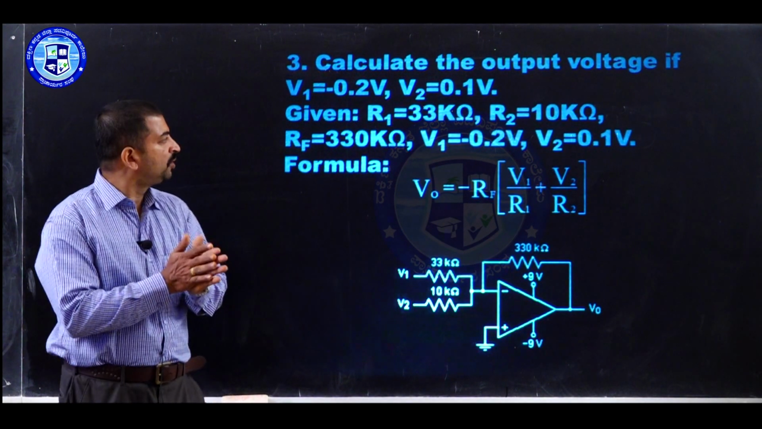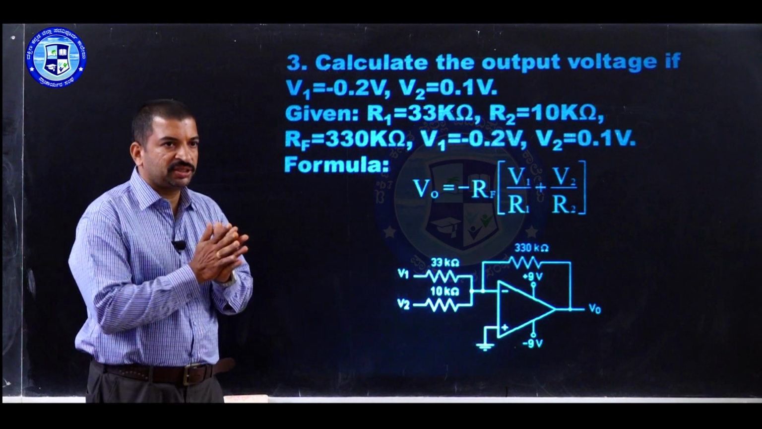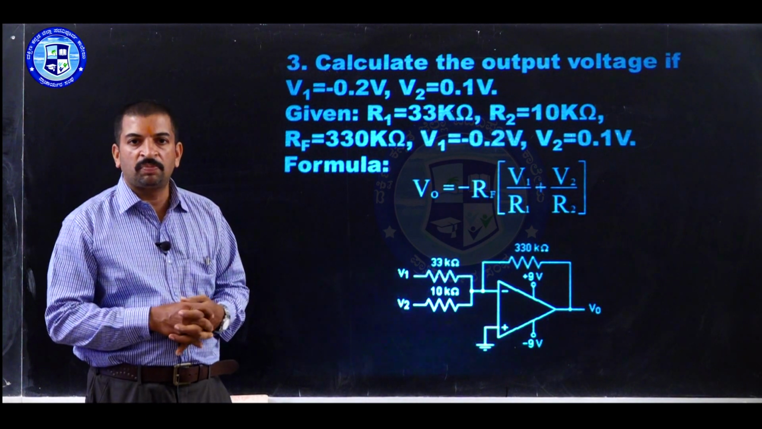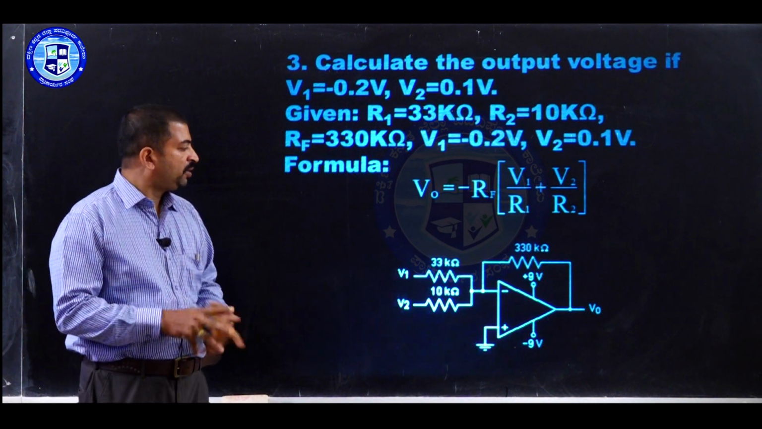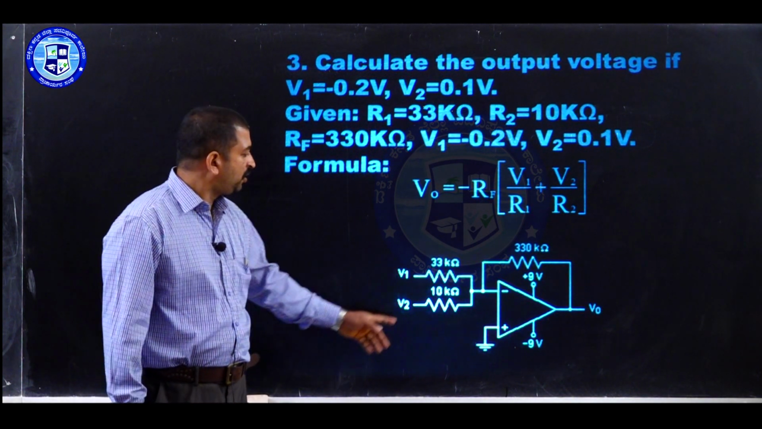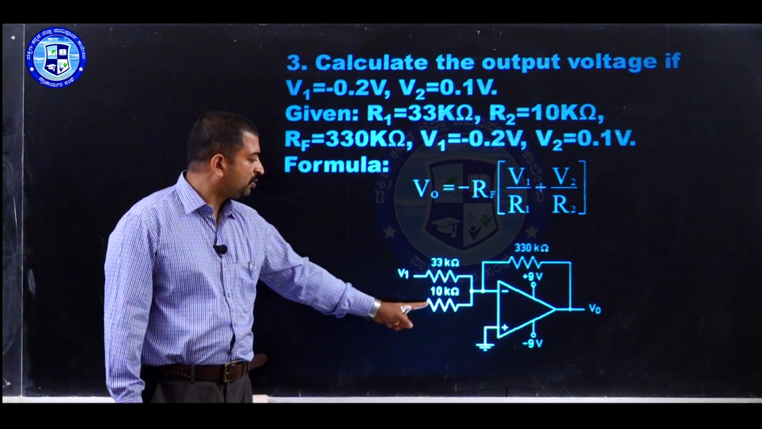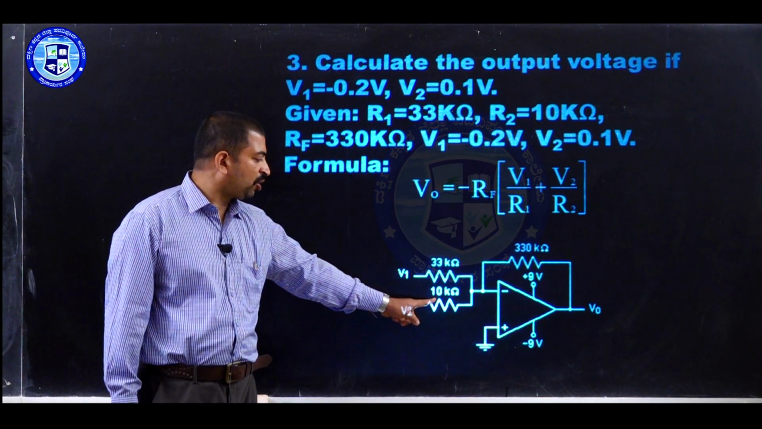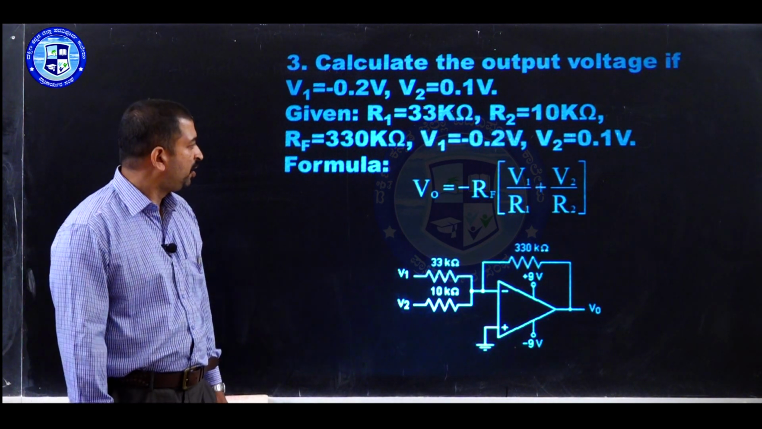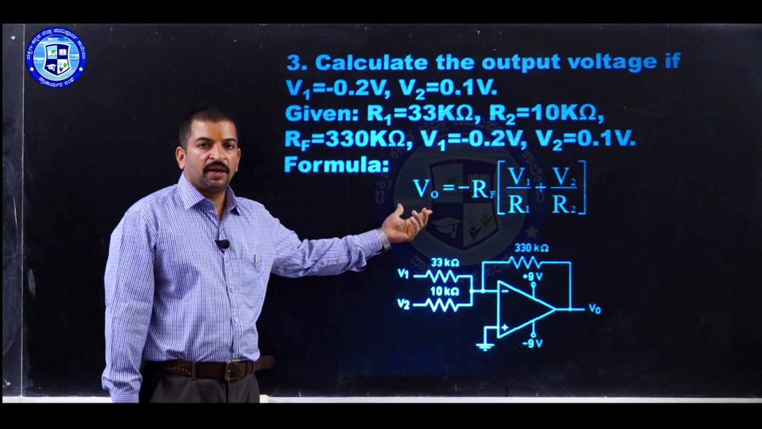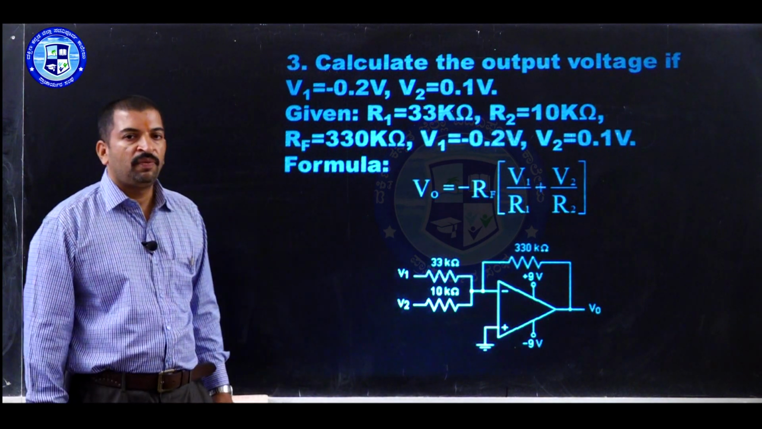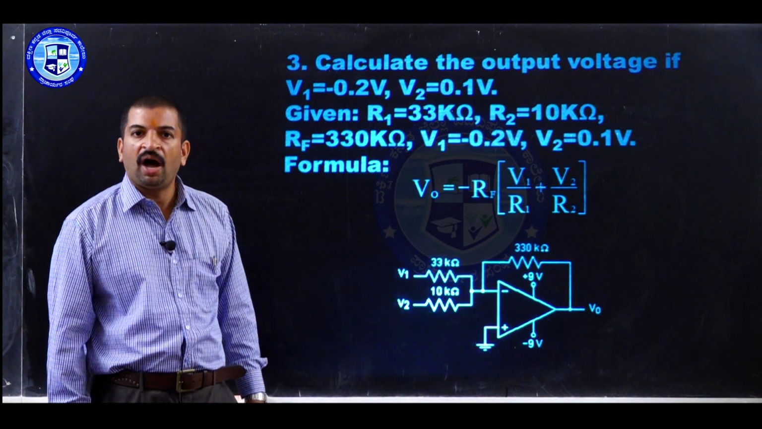The next one, calculate the output voltage if V1 equal to minus 0.2 volts, V2 equal to 0.1 volts. Again, it's also an op-amp summing amplifier. R1 is 33 kilo ohm, R2 is 10 kilo ohm, RF is 330 kilo ohm. Now the output voltage of the summing amplifier is given by the formula VO equal to minus RF into V1 by R1 plus V2 by R2.